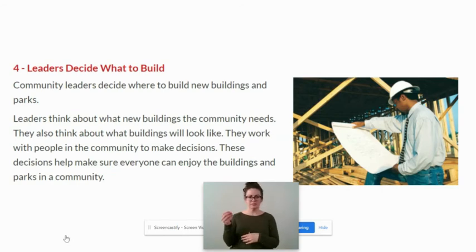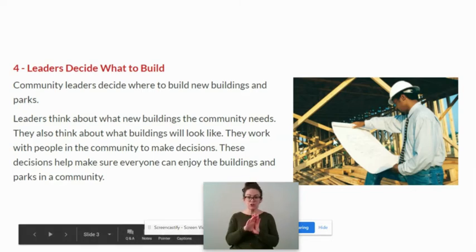And you see from the picture here, this is just a picture of someone who has blueprints and they're making something in their community.